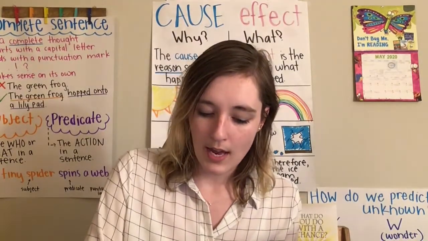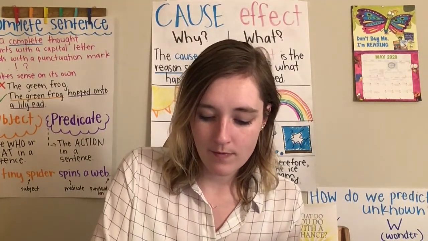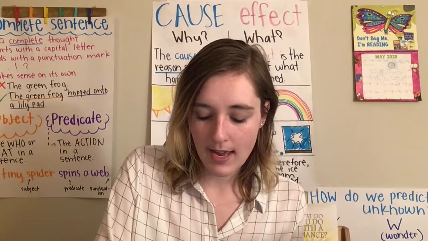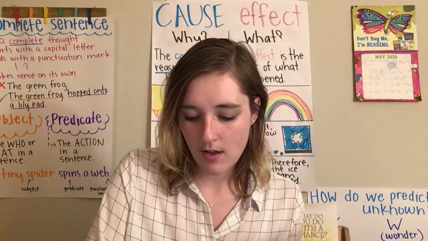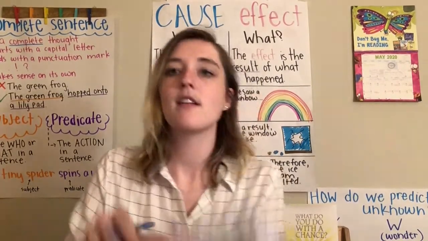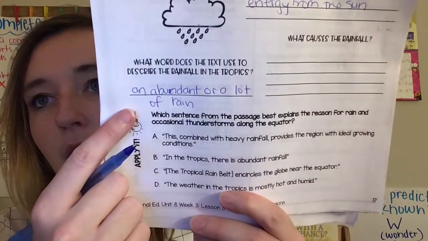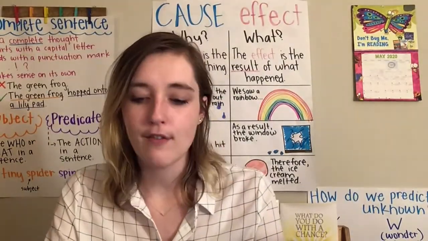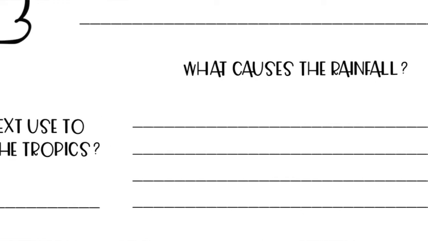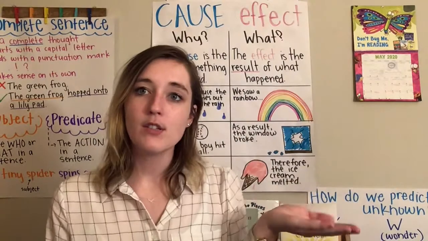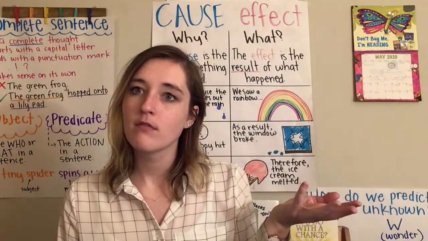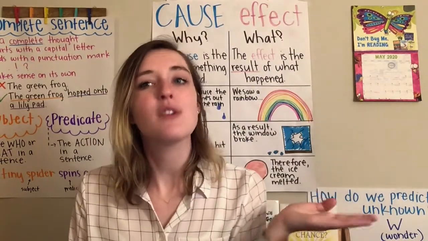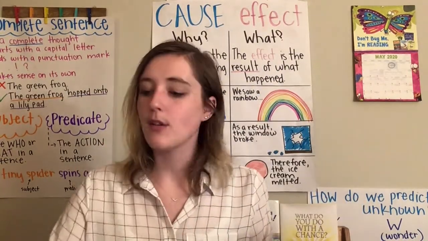So an abundant, or a lot of rain. I'm going to write that on my little graphic organizer right here. So an abundant or a lot of rain. What causes the rainfall? Okay, so we have the result, that there's a lot of rainfall. So now we're going to go see why that is, okay?